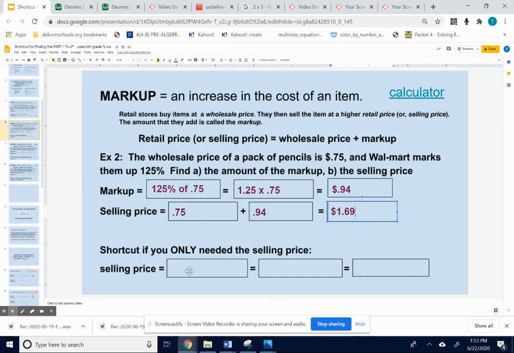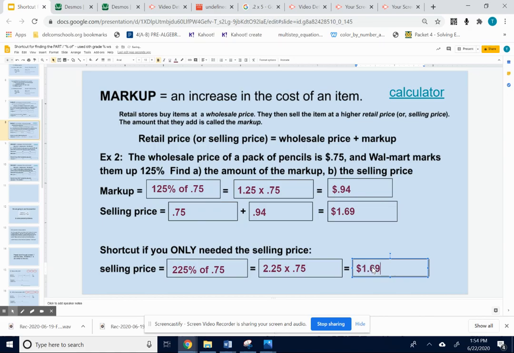But you have to spend 225% of the 75 cents. The 100% is the original 75 cents plus an extra 125%. You're going to have to pay 225% of 75 cents. So move the decimal 2 to the left: 2.25. Of means times, and then 0.75. If you take 2.25 times 0.75, you will get the $1.69 that we got before.